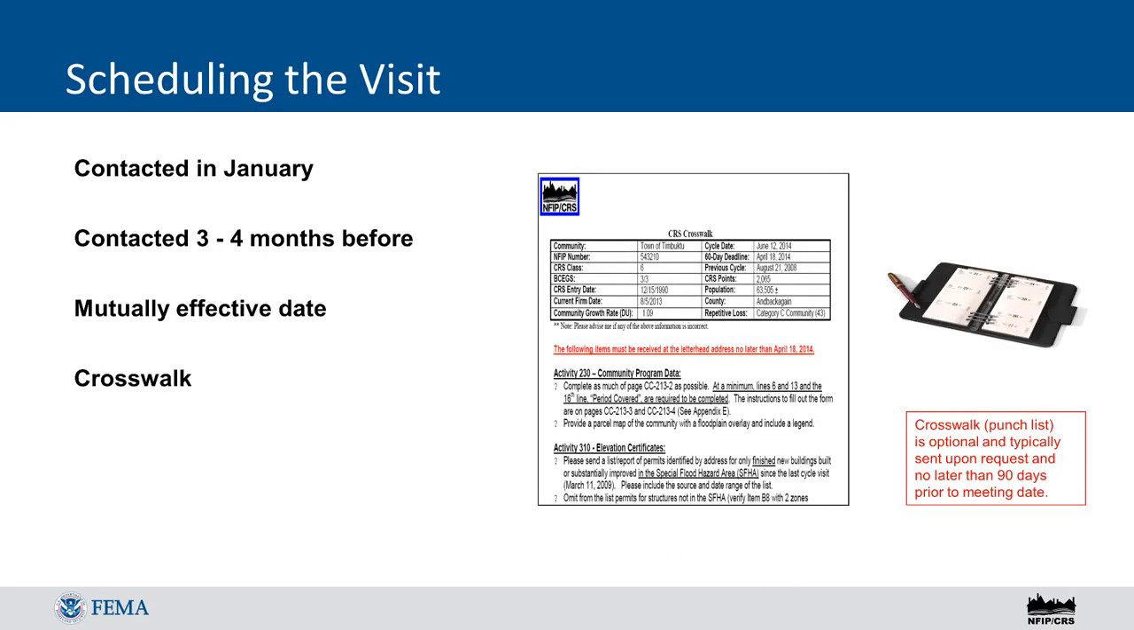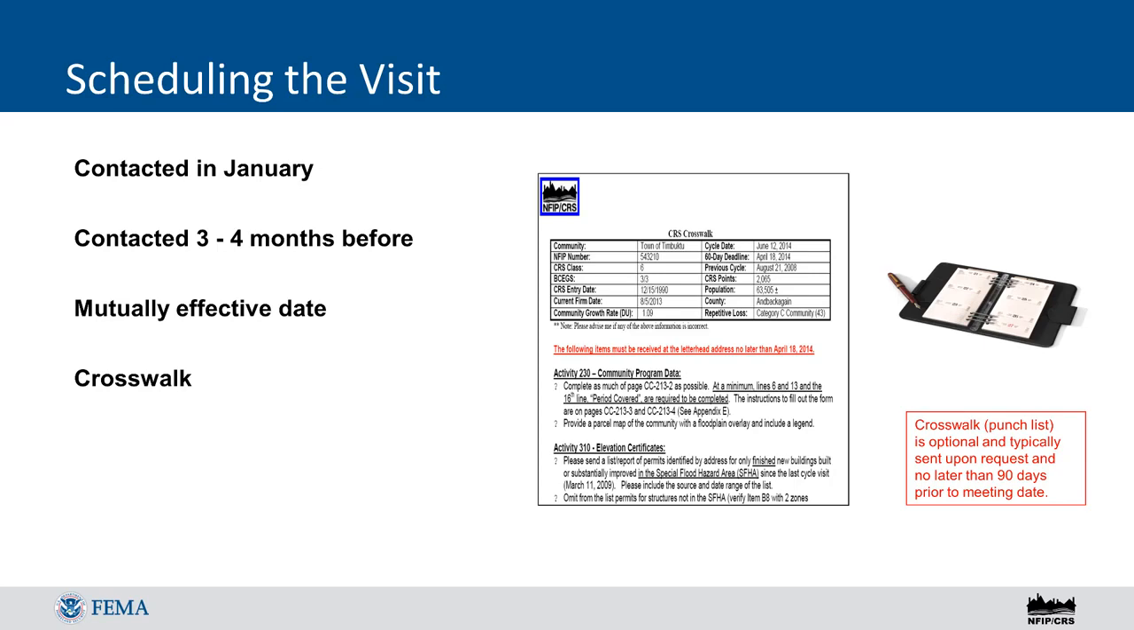Okay, let's begin by talking about scheduling the visit. Generally, your ISO CRS specialist will contact you in January if you're due for your cycle verification visit that year, to give you a heads up or to ask what time of the year is best for a visit. And then you'll be contacted again at least 3 to 4 months prior to when the visit is actually going to occur. Usually we like to give you plenty of notice in order to prepare for a visit, and we'll find a mutually effective date between your specialist and you.